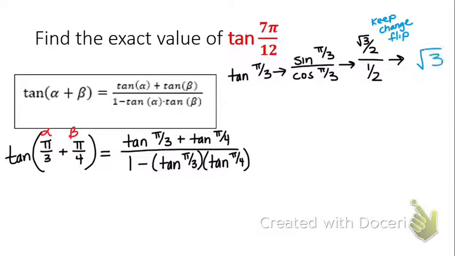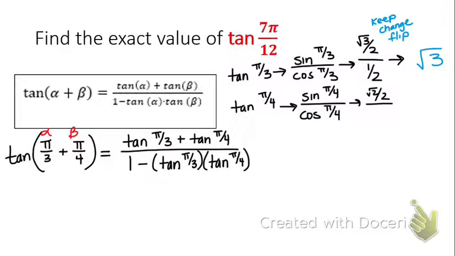So if you do that, you should get root 3. So who got root 3? All right. So now let's find the tangent of pi over 4. Tangent of pi over 4, well, that's pretty easy to get because we're going to take the sine of pi over 4 divided by the cosine of pi over 4. And we have root 2 over 2 divided by root 2 over 2. And anytime you divide two things that are the same, you get 1.